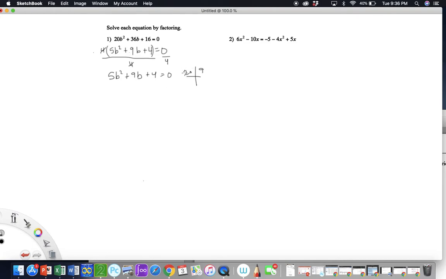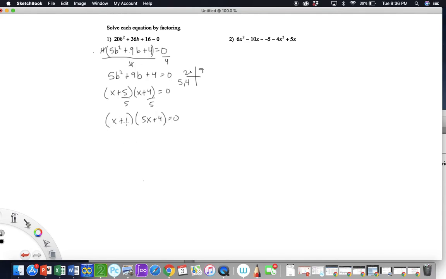So quickly, two factors of 20 that would equal 9. Right off the top of my head, I got 5 times 4. And so I'm going to write those as two binomials. Then I'm going to divide by a, this front number here. So if I divide both of them by 5, then I take x plus 1 and 5x plus 4 equals 0.